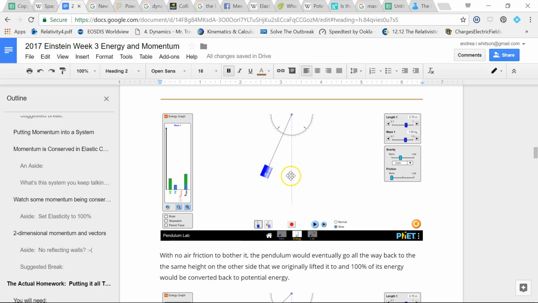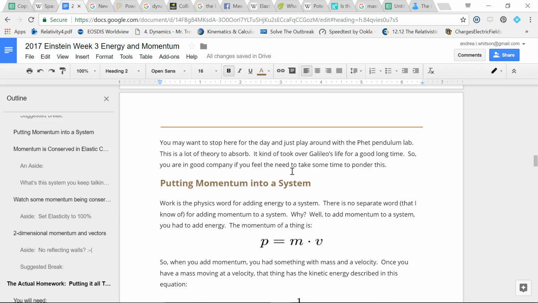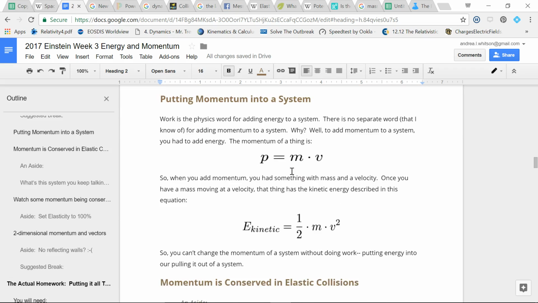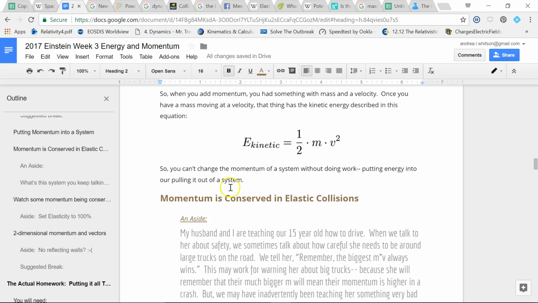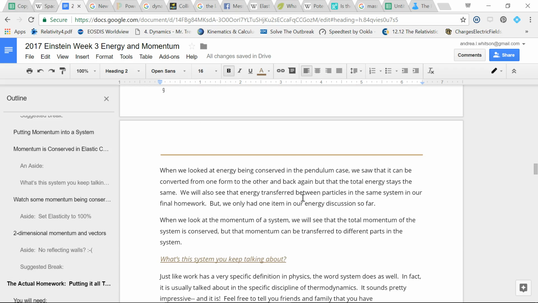So we have to think about conservation of momentum in the system. Conservation of momentum during the collision. So momentum is conserved in elastic collisions.